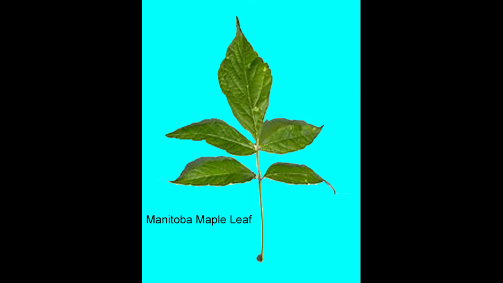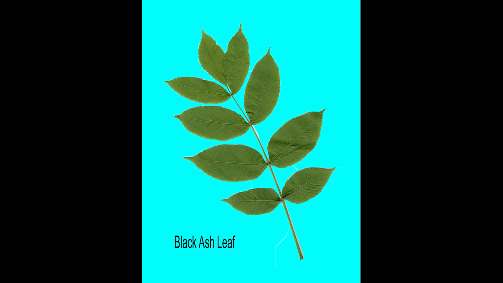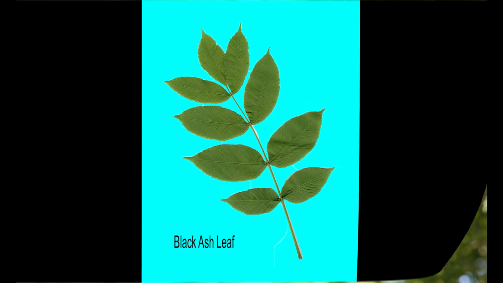To eliminate the Manitoba maple from the ashes, we just need to look at the leaf of each as seen here. The Manitoba maple only has 3 to 5 leaflets, while the ashes have 7 or 9. The elders usually are only shrubs.